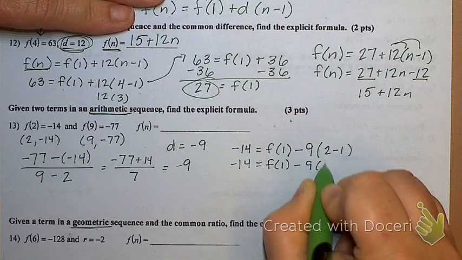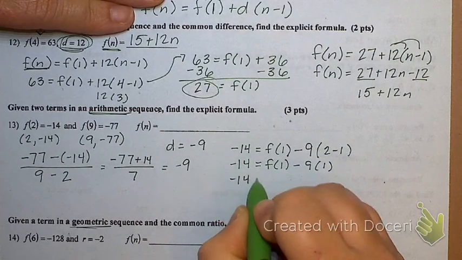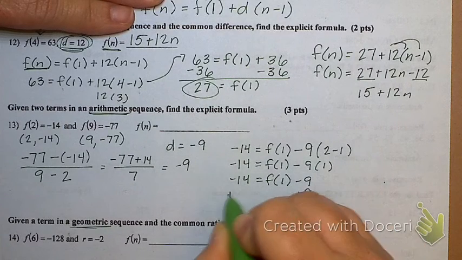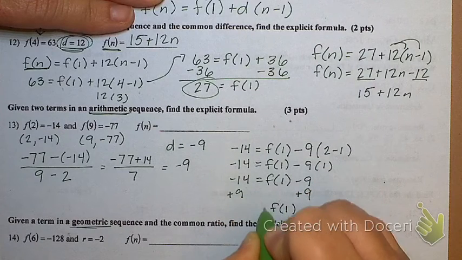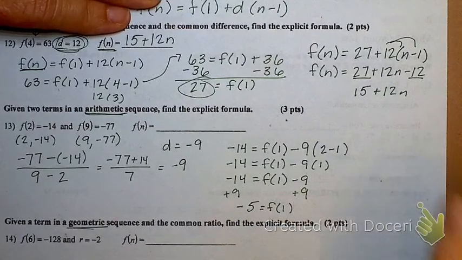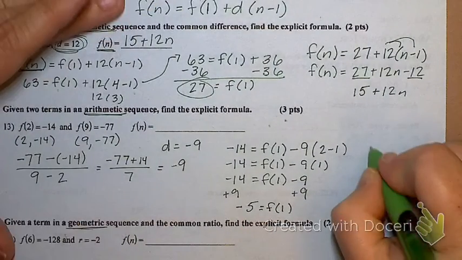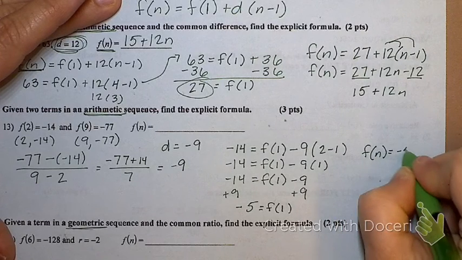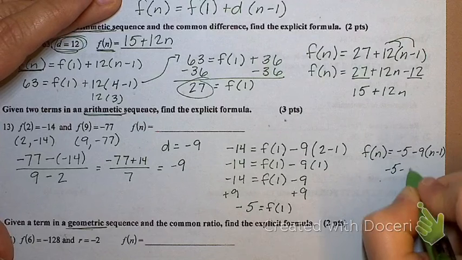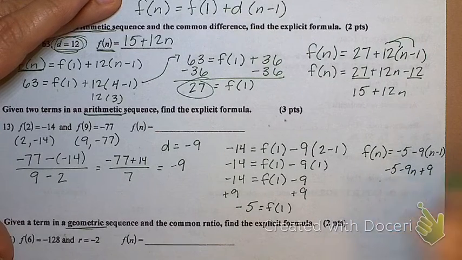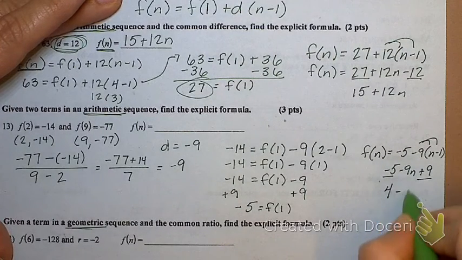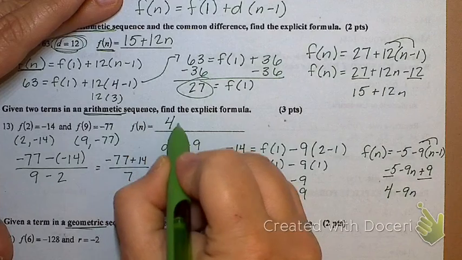Nine times 2 minus 1 is 1, right? Add 9. And what does f of 1 equal? Negative 5. So then I plug it all in. I plug in f of 1 and d. So f of n is equal to negative 5 minus 9 times n minus 1. That's negative 5 minus 9n plus 9, right? Negative 5 plus 9 is 4. So my equation is 4 minus 9n.